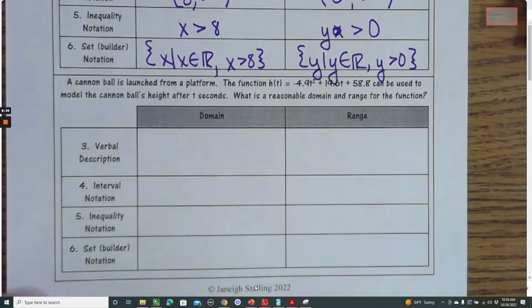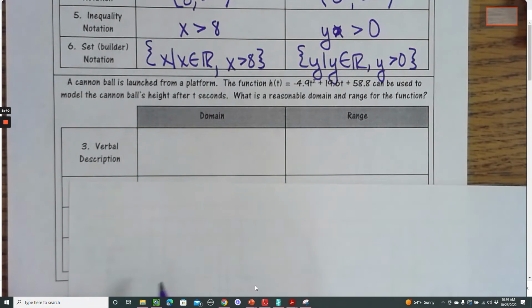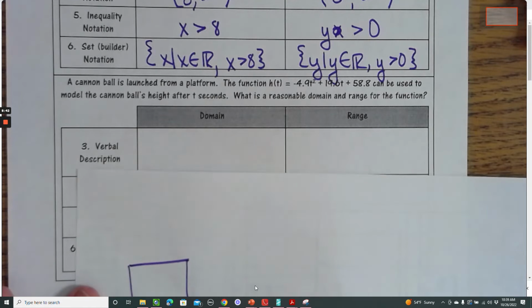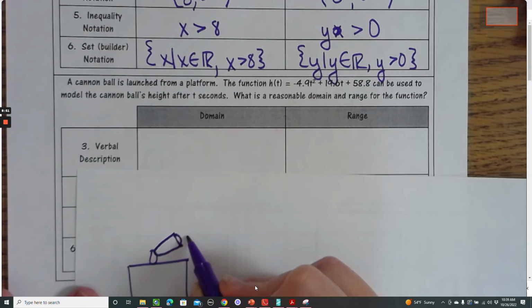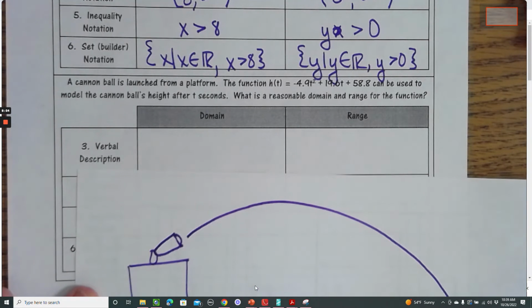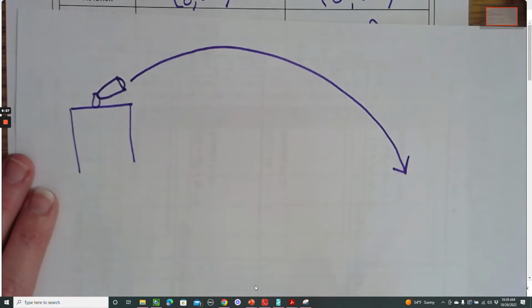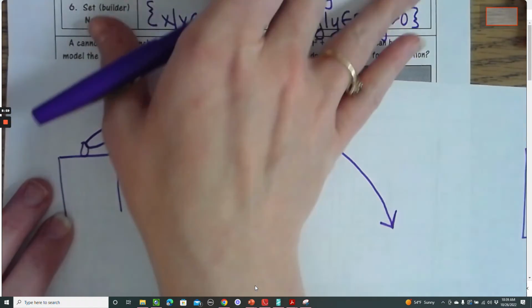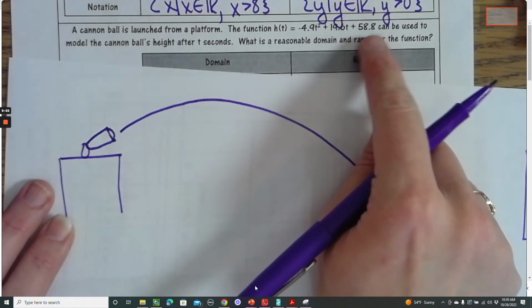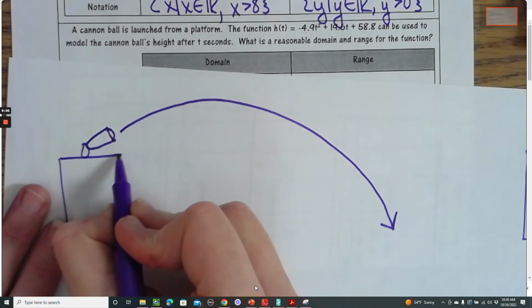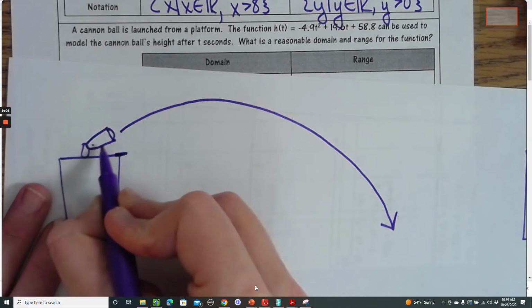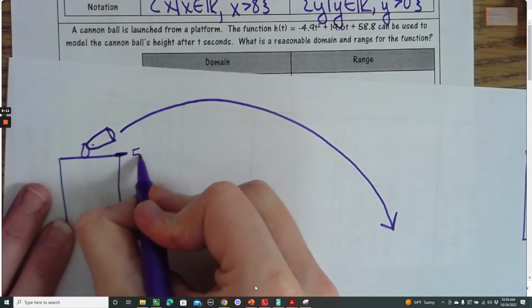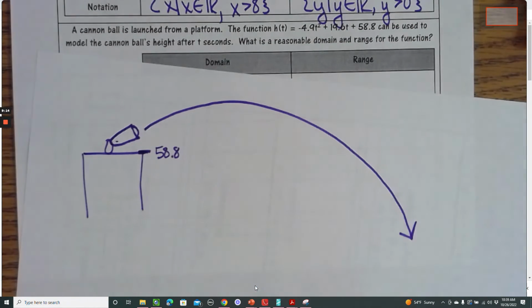This one is easy because it gives you this, but I just want to show you some pieces of projectile motion. So if I've got a platform, and I launch a cannon off this platform, it's going to travel like this and hit the ground. Just off the equation, there's a couple things that I know. The last number of a quadratic is your y-intercept. So I know that this cannon is 58.8 feet off the ground.